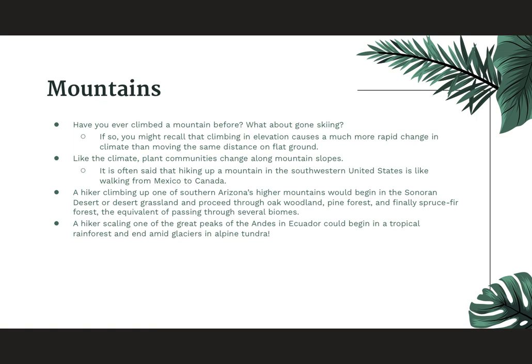It is often said that hiking up a mountain in the southwestern United States is like walking from Mexico to Canada. A hiker climbing up one of southern Arizona's higher mountains would begin in the Sonoran Desert or the desert grassland and then proceed through an oak woodland, a pine forest, and finally a spruce fir forest, the equivalent of passing through several biomes. A hiker scaling one of the greatest peaks of the Andes in Ecuador would begin in a tropical rainforest and end amid glaciers and an alpine tundra.